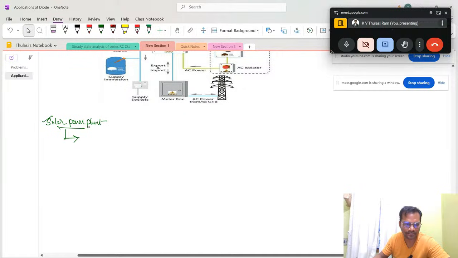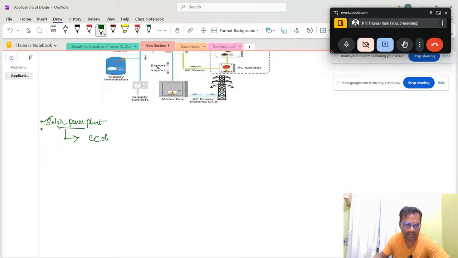Generation of solar power is very economical and ecological. Solar energy is basically a renewable energy. Renewable means we can reuse it multiple times; there is no end. So solar energy is an unlimited energy.